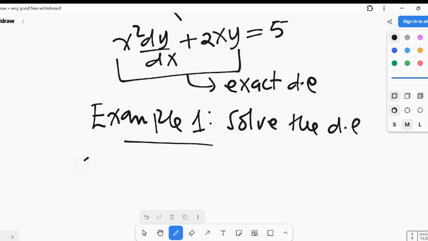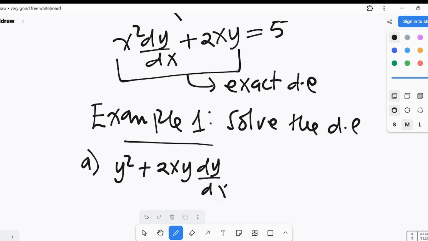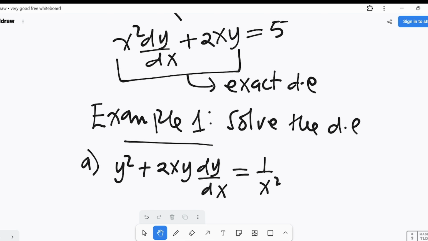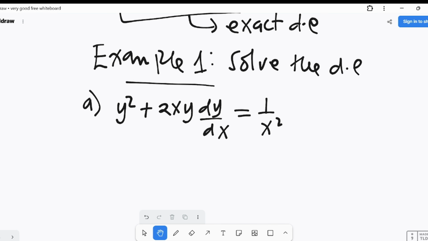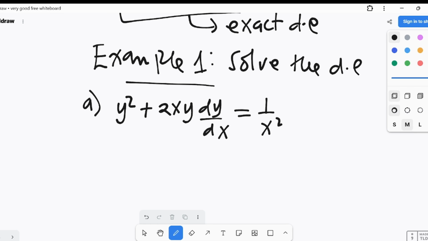You have part A. Let me write 3. We solve 3. So you have something like y square plus 2xy dy by dx is equal to 1 over x square. Now you have something like this. We want to know whether this is an exact DE. We are going to do 3 such that we get a clear picture.